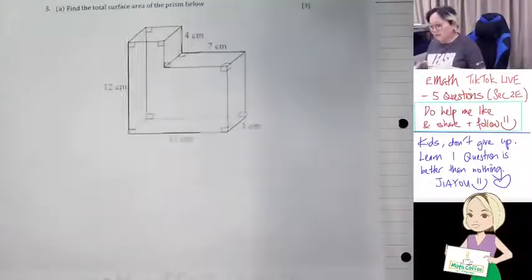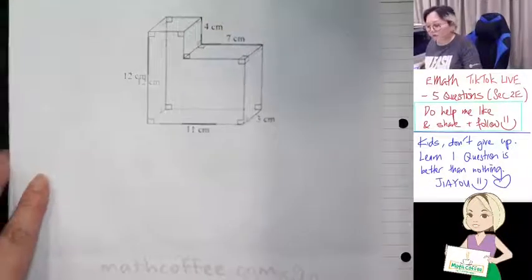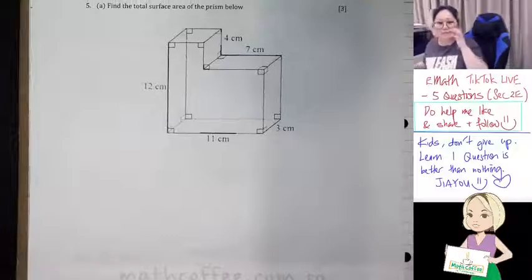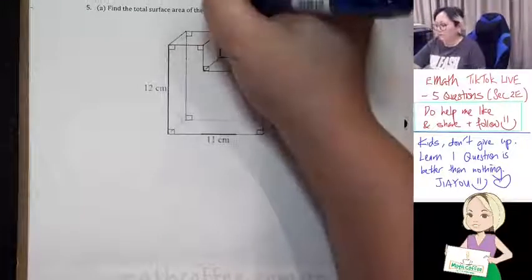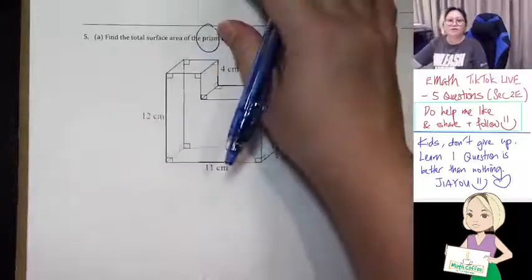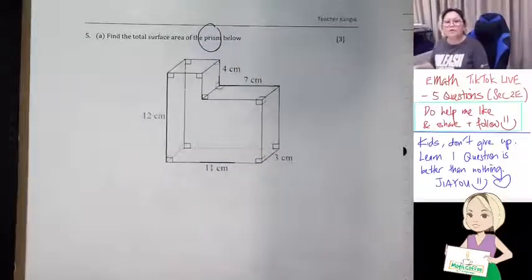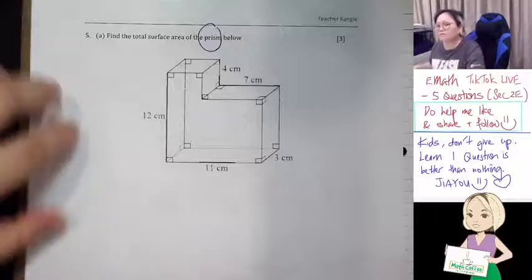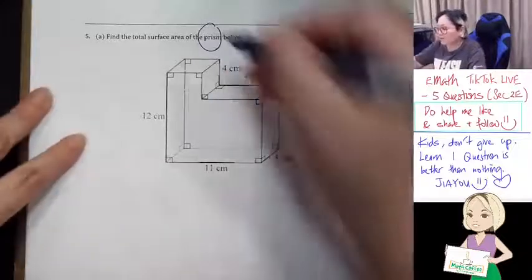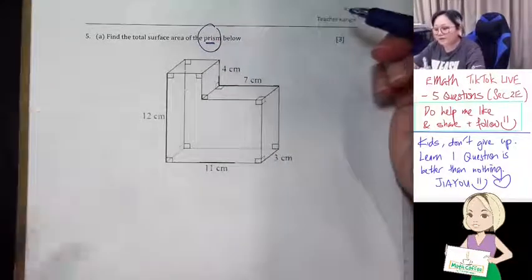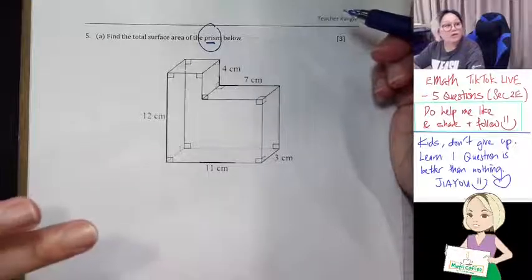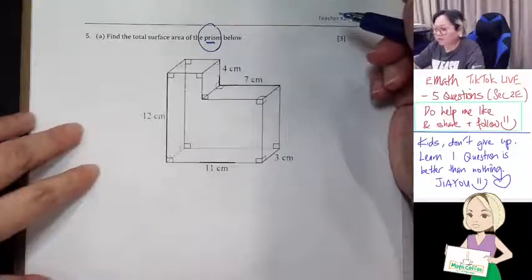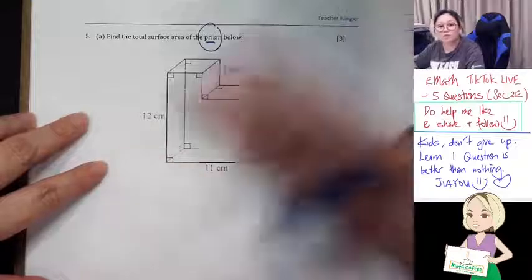Okay, so next is the prism, finding the total surface area. So this is a prism. Prism means that you have uniform cross-sectional area. So kids, you just have to memorize the formula. As long as it's a prism, the first thing I want you to find out is where is the cross-sectional area. The cross-sectional area is the area whereby it is uniform throughout.